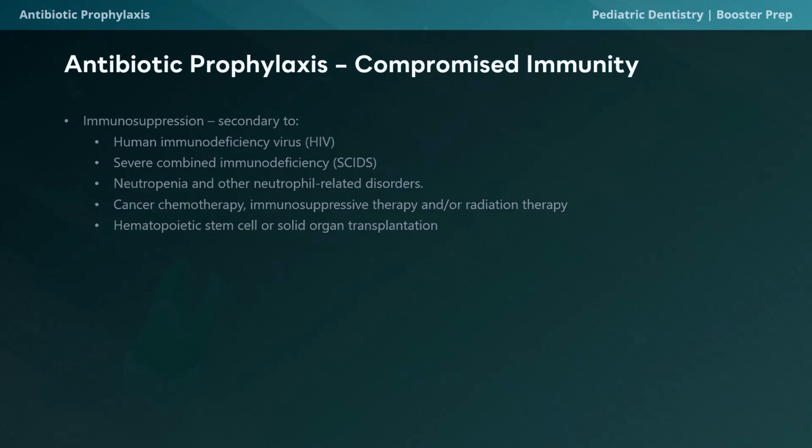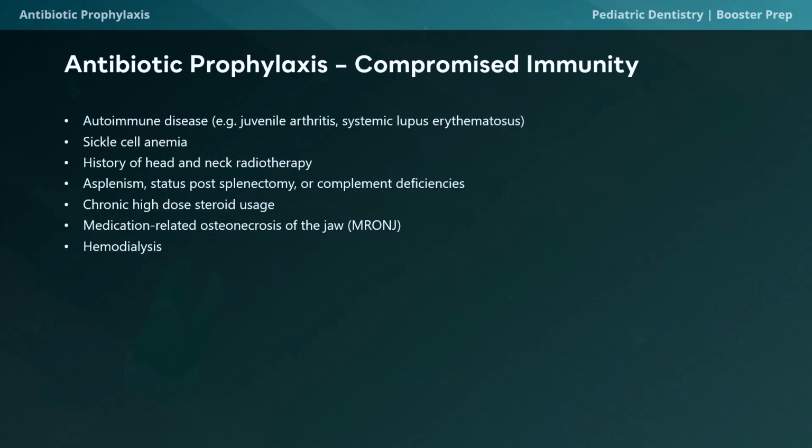This slide touches on a few possible conditions in which antibiotics may be considered, and these are some to keep in mind for the board's exam. These include autoimmune disease, sickle cell anemia, and history of head and neck radiotherapy. These patients are at an increased risk and may benefit from prophylactic antibiotics and safety during dental procedures. Again, we should be discussing this with their primary care physician prior to initiating any antibiotic therapy.